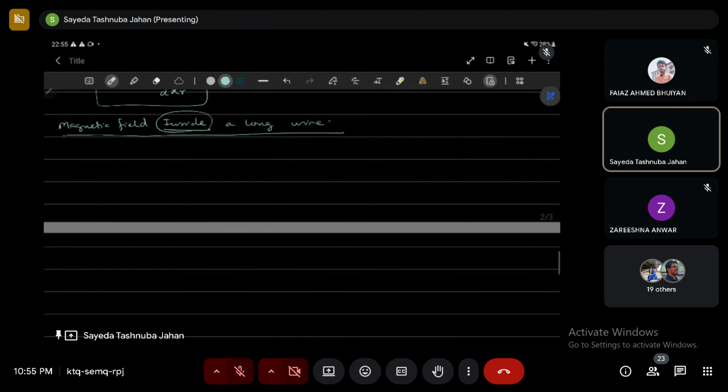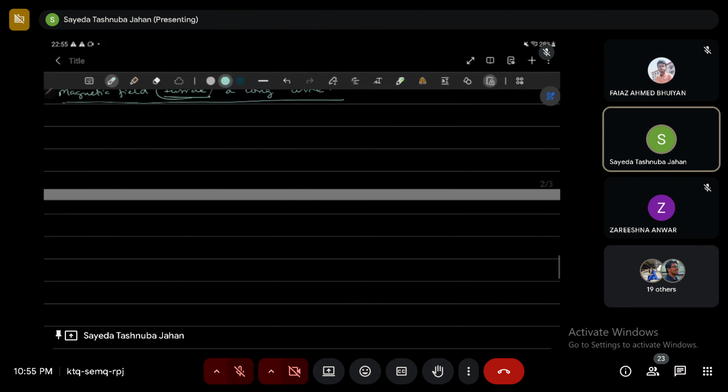Inside. So now again, let's draw the cross section of the wire. So this is, let's say, the cross section. Again, you have a current through this wire. This is again the wire surface. So current is still upward, meaning it's going out of the page.